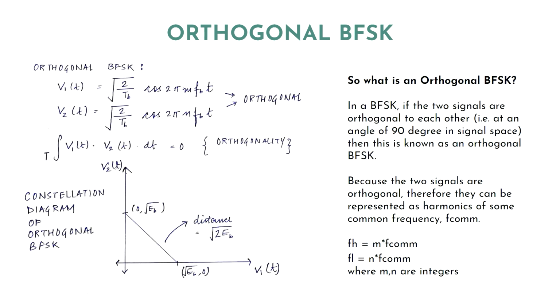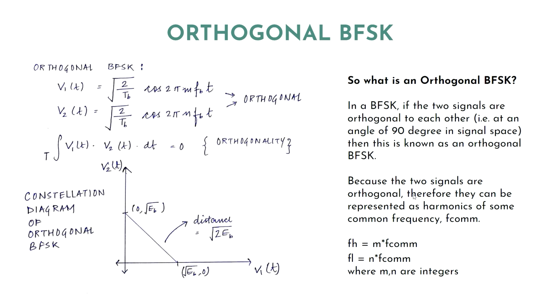Now let's proceed to the geometric representation of BFSK. We will have two cases in this, either the signals are orthogonal or they're non-orthogonal. Let's take the case of the signal being orthogonal. So this is known as orthogonal BFSK. So what is an orthogonal BFSK? In a BFSK, if the two signals are orthogonal to each other, that is at an angle of 90 degrees in signal space, then this is known as an orthogonal BFSK.